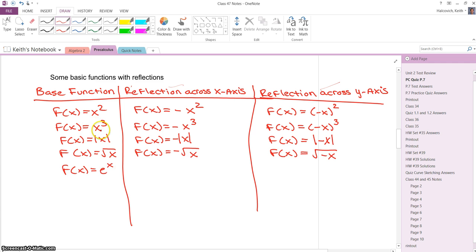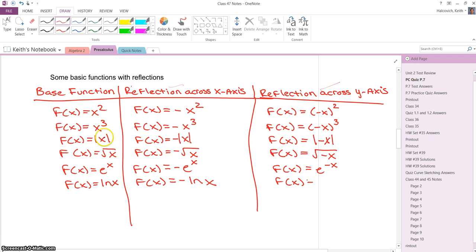Exponential would look like this. The negative sign would be outside, so in front of the e to reflect across the x, and it would be in the exponent to reflect across the y. For ln, you would have the negative sign in front of the ln to reflect across the x, and next to the x to reflect across the y.